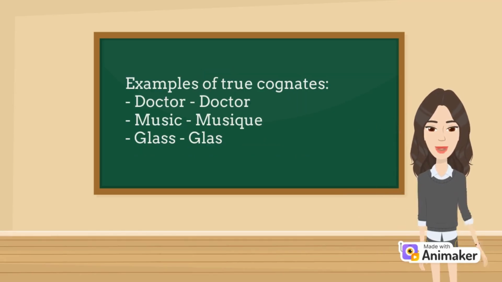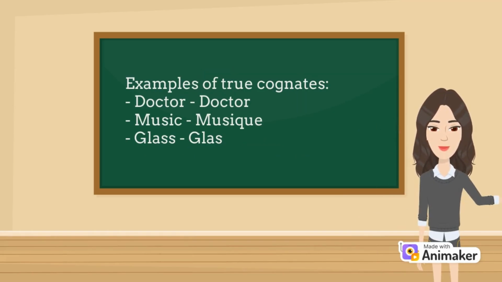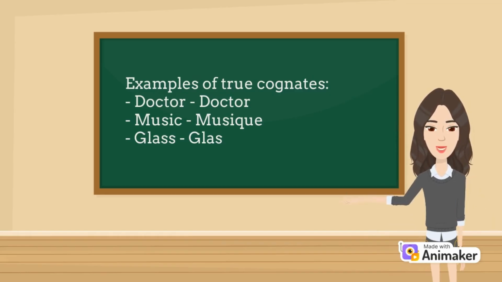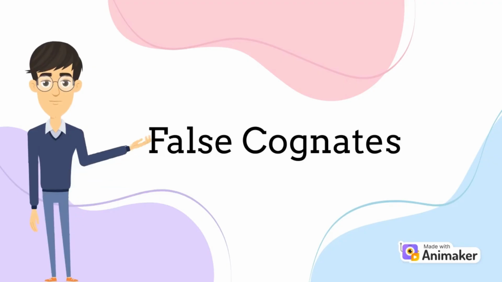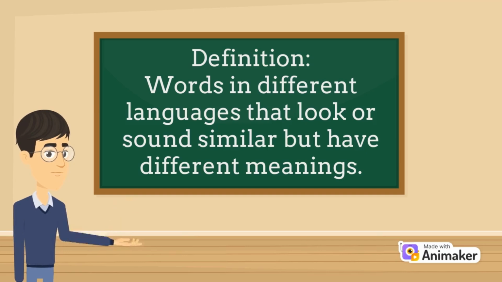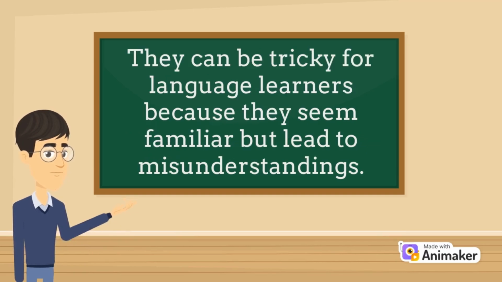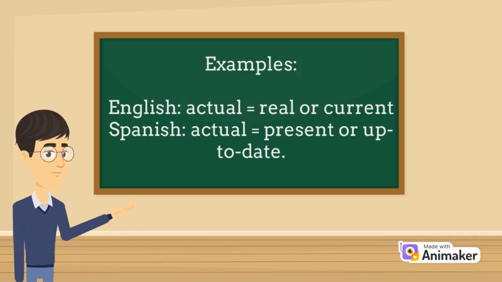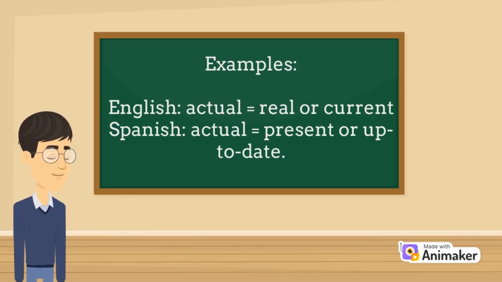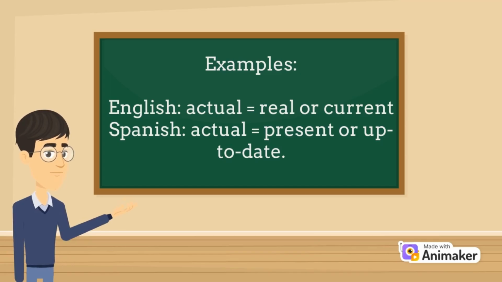Some examples of true cognates are doctor and doctor in English and Spanish, music and musique in English and French, and glass and glas. False cognates are words in different languages that look or sound similar but have different meanings. They can be tricky for language learners because they seem familiar but lead to misunderstandings. For example, in English, actual means real or current, while in Spanish, actual means present or updated.